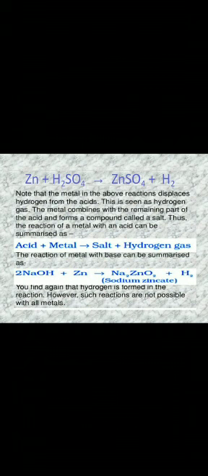Now the question arises, how do we detect the presence of hydrogen gas? Hydrogen gas always burns with a pop sound. So, if we take a burning candle or burning matchstick towards the mouth of the test tube from where hydrogen gas is released, if it burns with a pop sound, it confirms the presence of hydrogen gas.